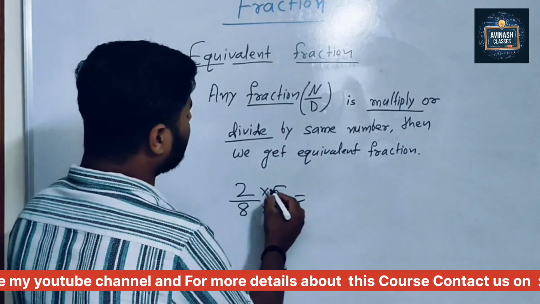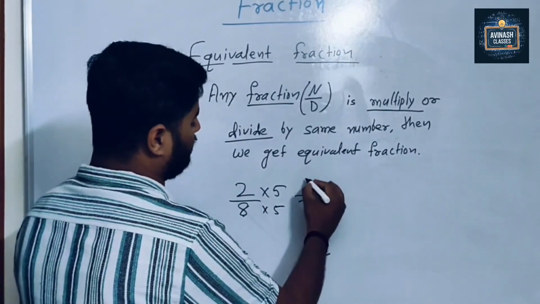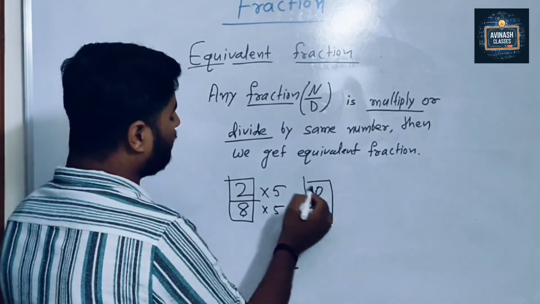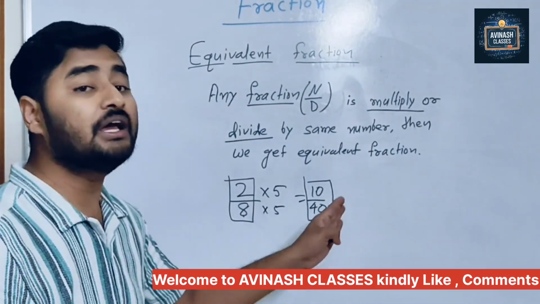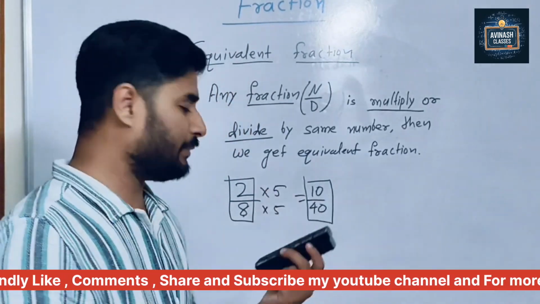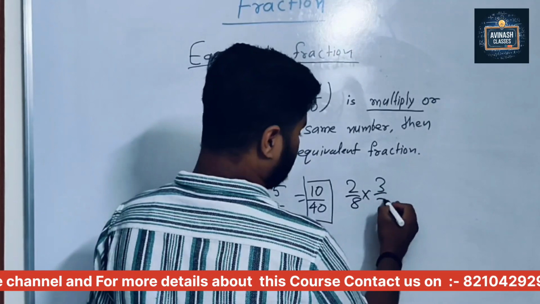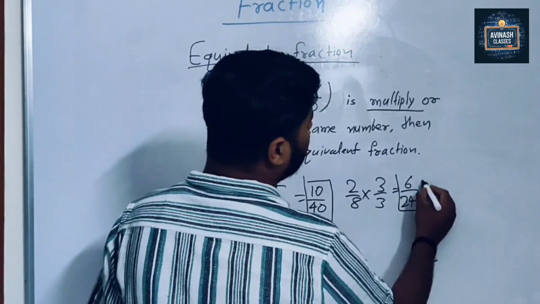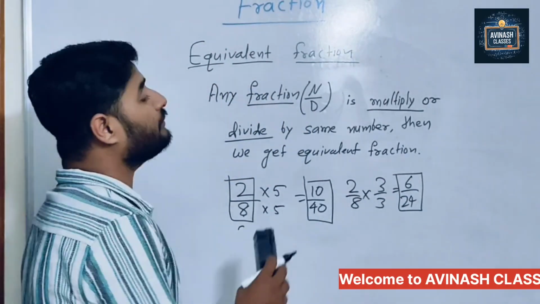So here 2 times 5, what do we get? 10. And 8 times 5, what do we get? 40. So it means 2 by 8 and 10 by 40 are equivalent fractions, meaning they have the same value. Okay. Another example. We write 2 by 8 and this time we multiply by 3. So 3 times 2 is 6, 8 times 3 is 24. This is also an equivalent fraction. So in this way we can find equivalent fractions.